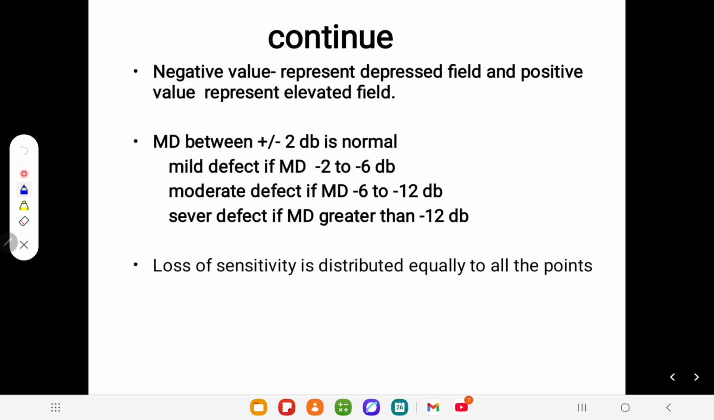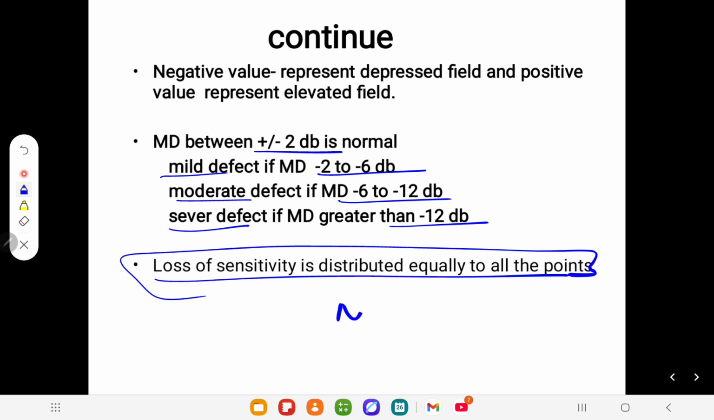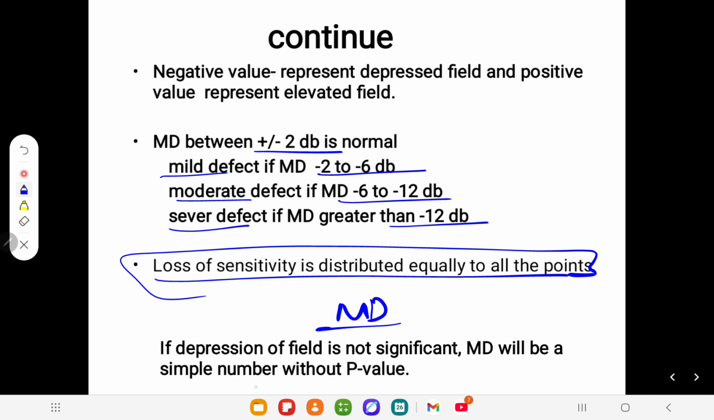So the negative value represents depression of the field, and the positive value represents elevation of the height of the field, basically the hill of the field. But positive, we don't think about it. Normally from +2 to -2, we think it's completely okay. Mild defect means 0 to -6. Moderate defect means -6 to -12. Severe defect means greater than -12. So basically, loss of sensitivity distributed equally to all points means mean deviation. Mean deviation means all points decrease by how much or increase by how much. That's it. It's very important.